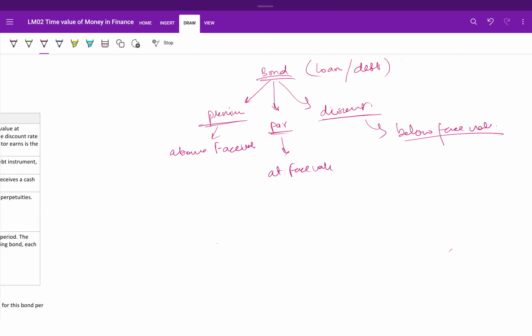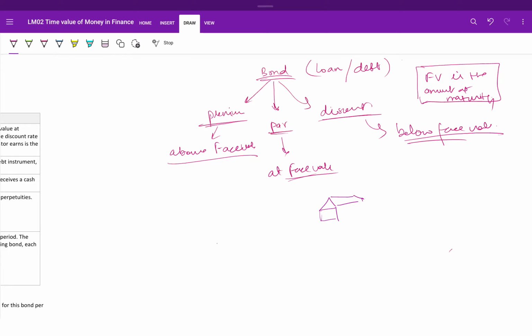And what does face value mean? Face value means the amount which you are going to get at maturity. So assume that you are a company, you are an organization, and you have issued a bond to raise money from the market, or you could be a government. You are some company, some organization.